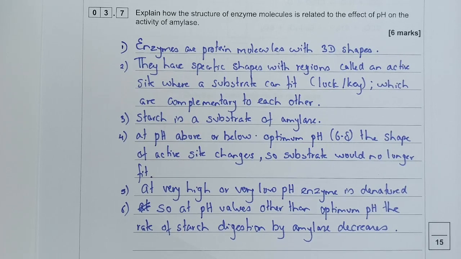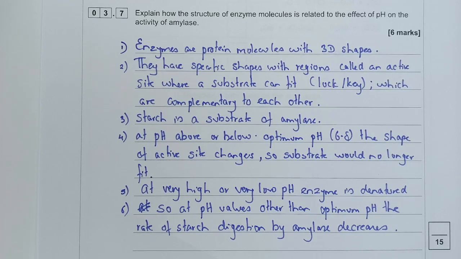First point, enzymes are protein molecules with 3D shapes. They have specific shapes with regions called active site where a substrate can fit, and in brackets I've written down lock and key. I don't have to go into detail, I've mentioned it, which indicates to the examiner that you know what you're talking about. So which are complementary to each other, meaning that they have opposite shapes. I'm referring to the active site and the substrate shape.